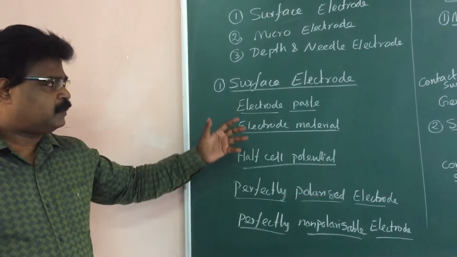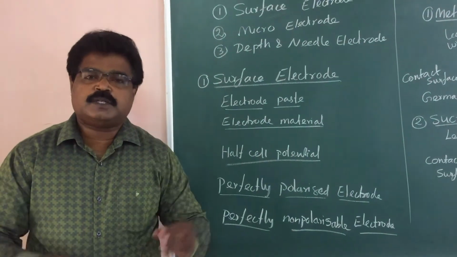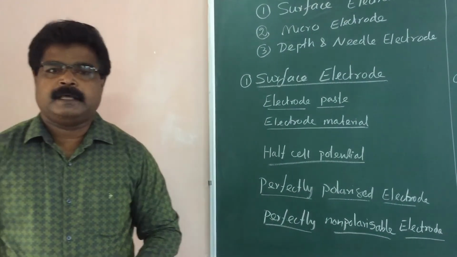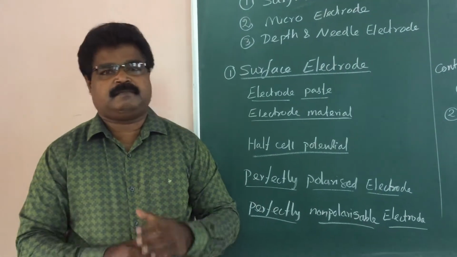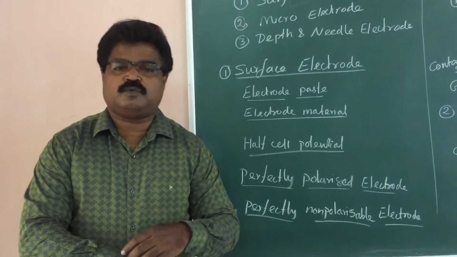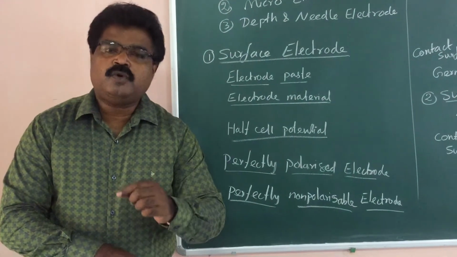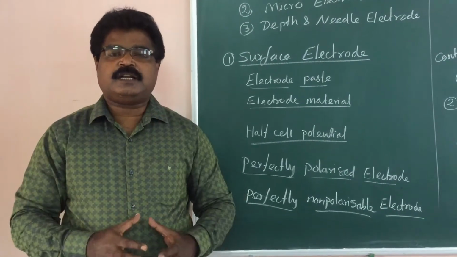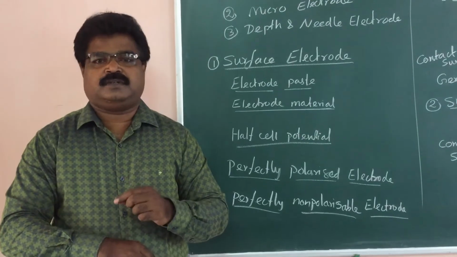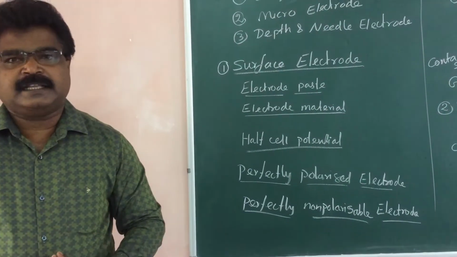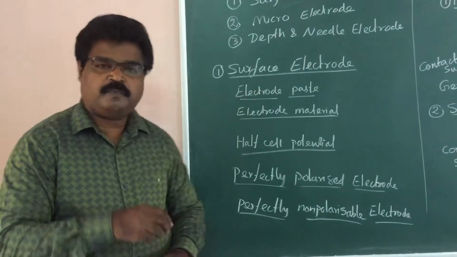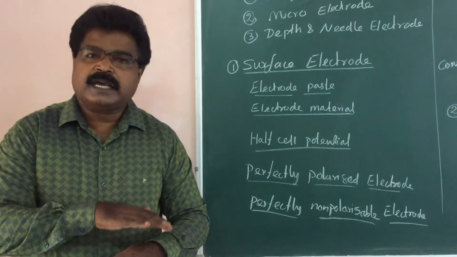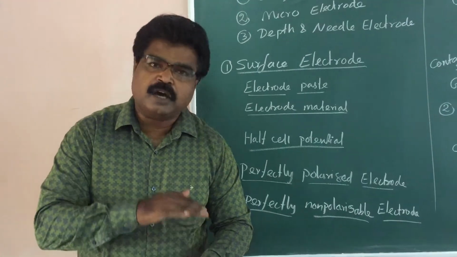Before going into detail with the surface electrode, you must be familiar with some of the terms. One is electrode paste. The surface electrode is placed over the skin. Suppose you place it just over the skin, what will happen? It will move here and there, and that will produce artifact. Artifact means that when the electrode moves, it creates an unwanted signal. If you use electrode paste before placing the electrode over the skin, the electrode will not move, so we can overcome that artifact.